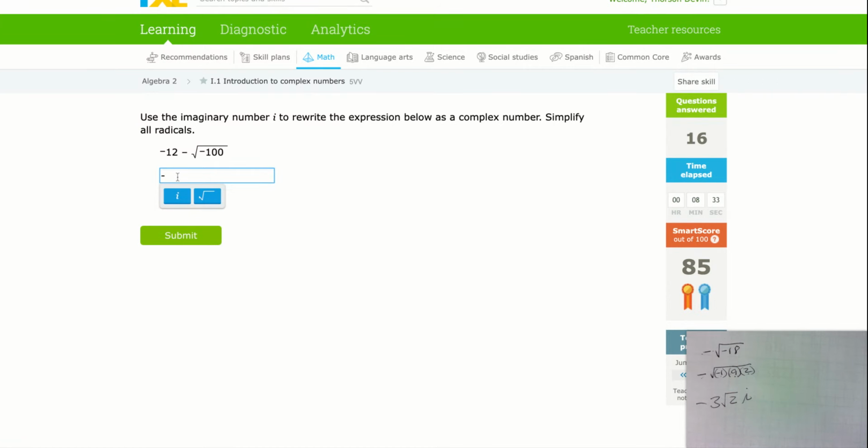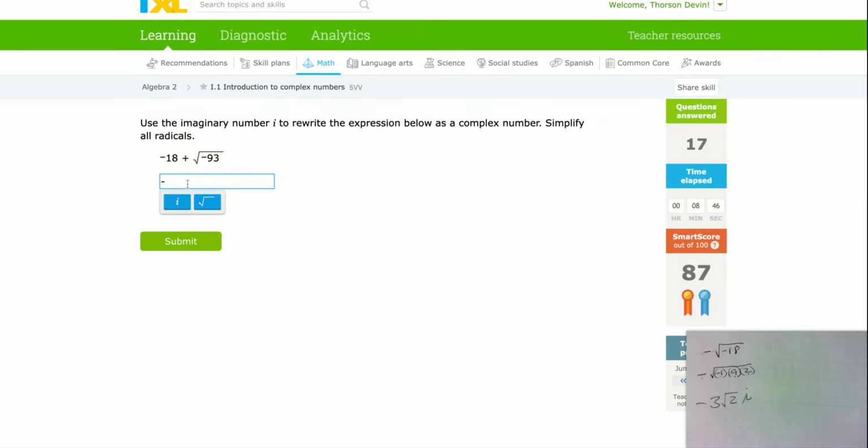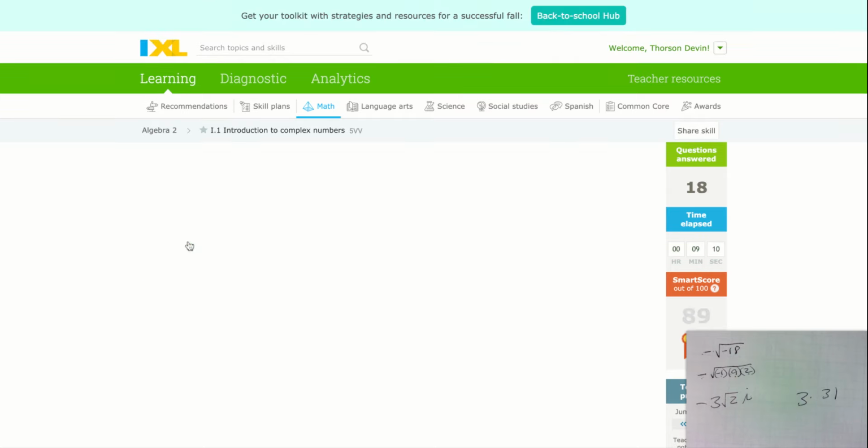So same thing here. We have the negative 12 minus, well, the square root of 100 is 10, but the square root of the negative is i. So we have a real part and a complex part. Again, we have a negative 18. We have plus. Now 93, I believe, is 3 times 31. Yep, and 3 and 31 are both prime. It doesn't reduce. So we actually leave the whole 93 underneath, but we do square root the negative as an i.